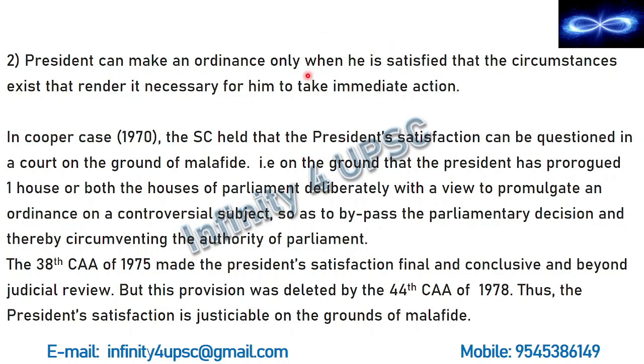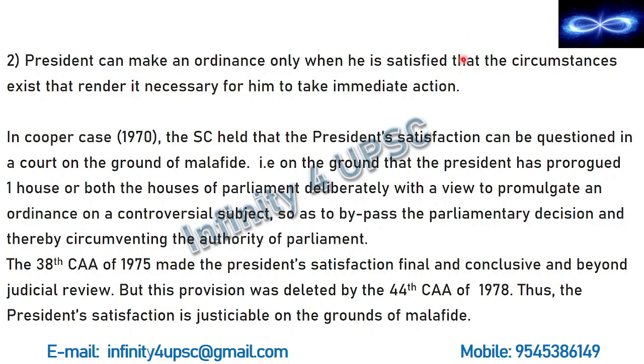Open-ended in the sense that in this case, we do not have a fixed set of pointers. Fixed set of pointers in the sense, we might have a checklist: situation 1, met. Situation 2, met. Situation 3, met. All three are checked. So yes, now the President can issue an ordinance. But that is not what this statement says. It says only when he is satisfied.